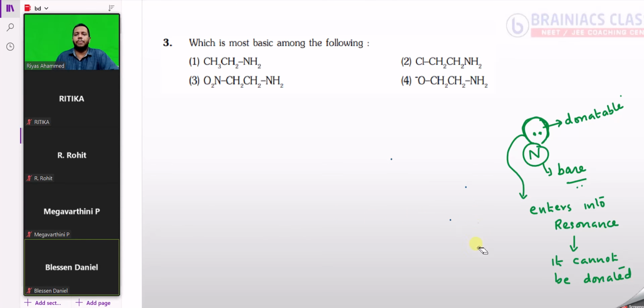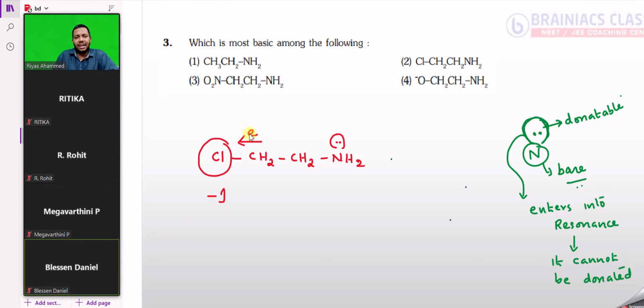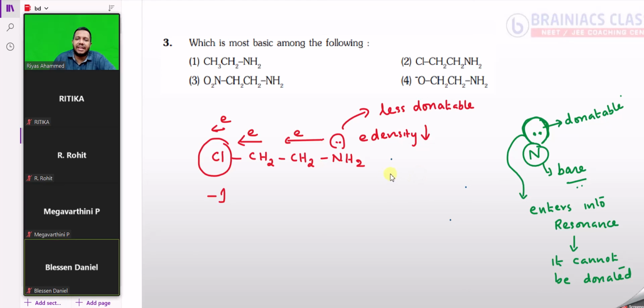So I understood that the first option is a good base. Now go to the next option, where you have a chlorine atom connected to CH2, which is connected to another CH2 unit, and you have an amino group there. Again, nitrogen atom with a lone pair, but here you have a chlorine atom. I know chlorine has a minus I effect, so it will attract the electrons towards it. The electron density in the lone pair decreases. If the magnitude of the lone pair decreases, this will become less donatable. So if it is less donatable, then it is not a good base. It is a bad base. Clear? I hope it is clear for you.